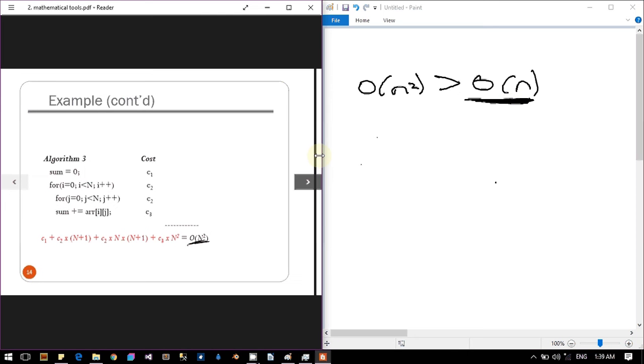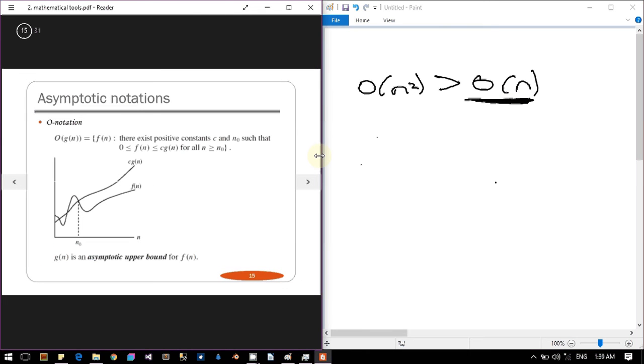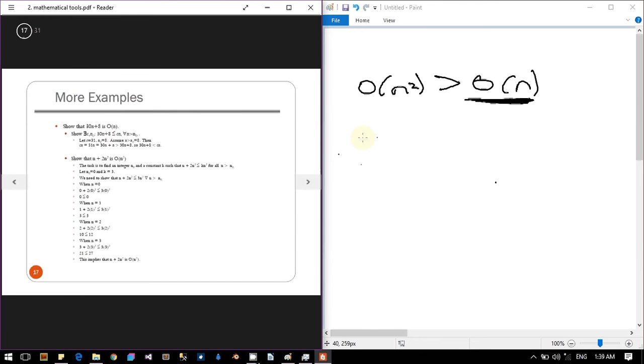Okay, so this is a recap of our asymptotic notation: while n is greater than n naught, f of n would be smaller than c g of n, or c g of n will be bigger than f of n. So this is the upper bound. Now let me quickly explain what this slide is saying.